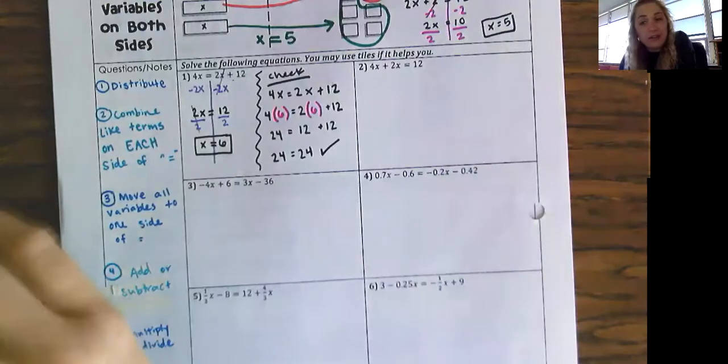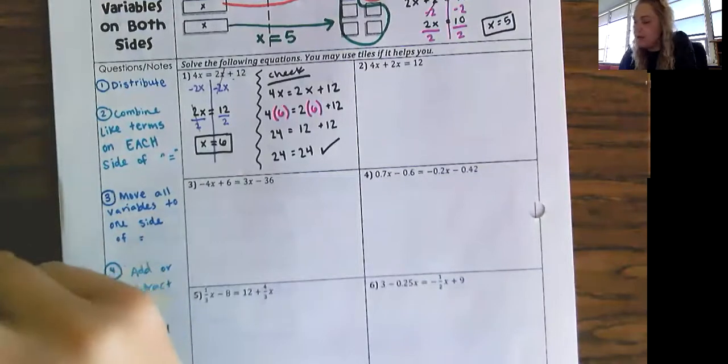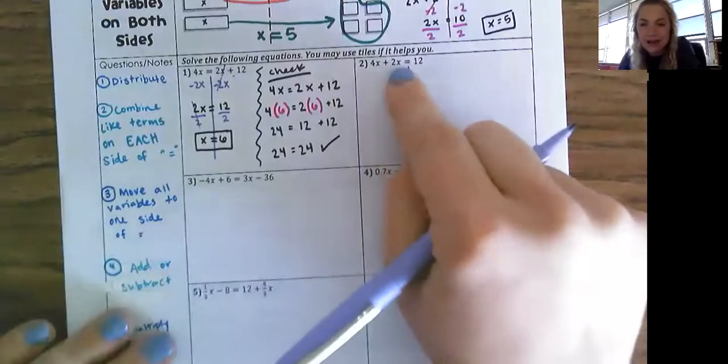Again, I'm not going to make you do that on every problem, but on a test, it might be a good idea because then you can verify that you did the problem correctly. Okay, problem number 2. Nothing to distribute, but I can combine like terms because if you look here, that 4x and the 2x are on the same side.